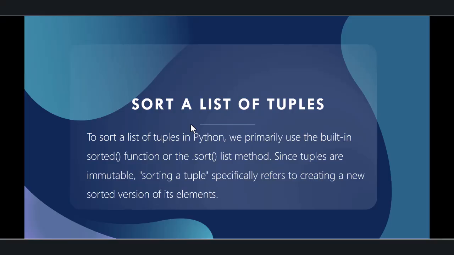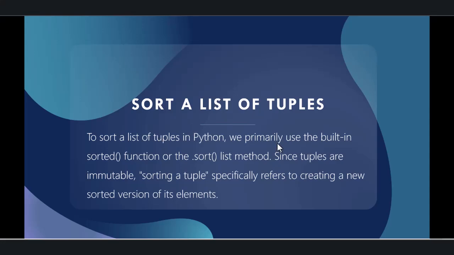Now we will see how to sort a list of tuples. To sort a list of tuples in Python, we primarily use the built-in sorted function or the sort list method. Since tuples are immutable, sorting a tuple specifically refers to creating a new sorted version of its elements.